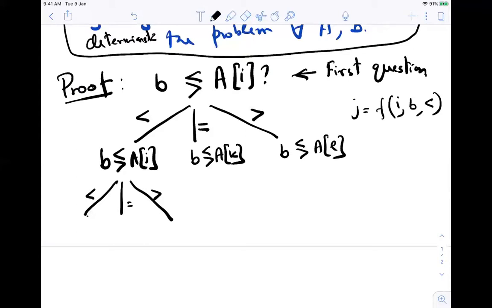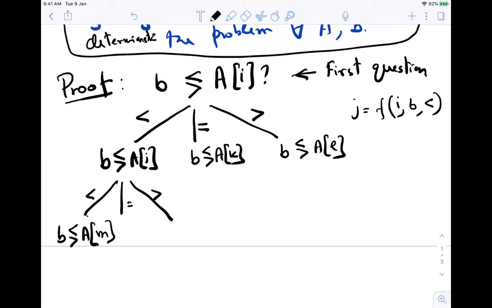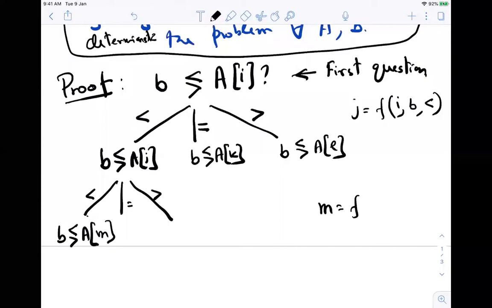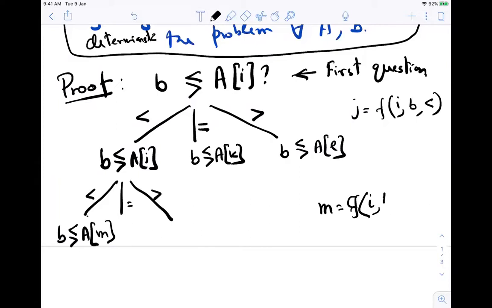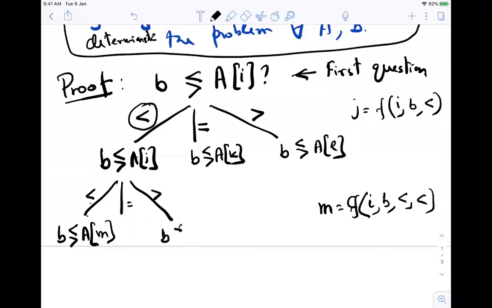If it does, then it will again ask something like, is a bigger than or equal to, say, a, I will run out of index very soon, say m. What is this m dependent on? So m is some function, let me call it g, that is dependent on everything that it has seen so far. It depends on I, it depends on b, it depends on the fact that this is the less than in the first round, and also that it is less than in the second round also. Similarly, here, for example, if I ask is a less than p, this p can be a function g prime of I, b, less than and greater than.